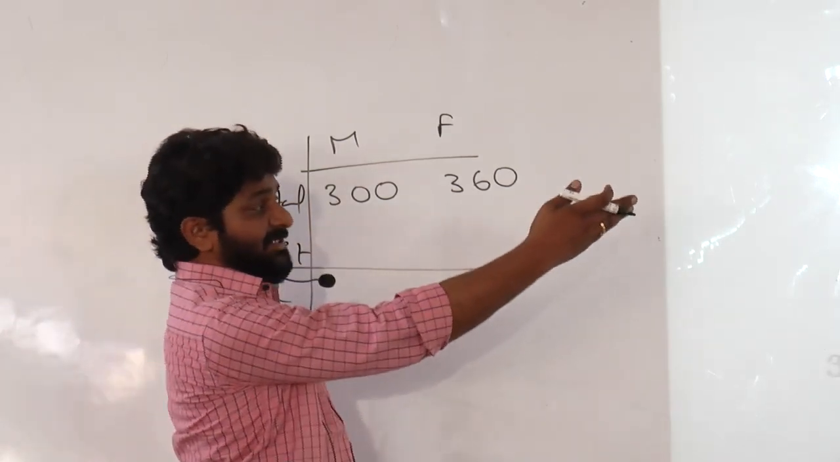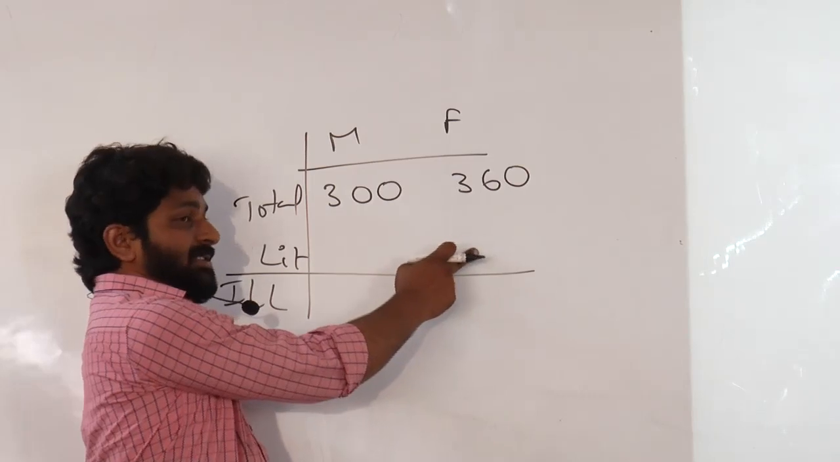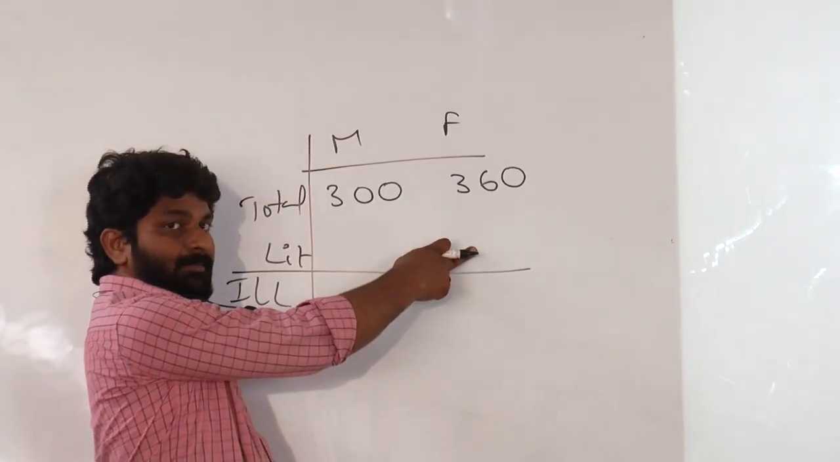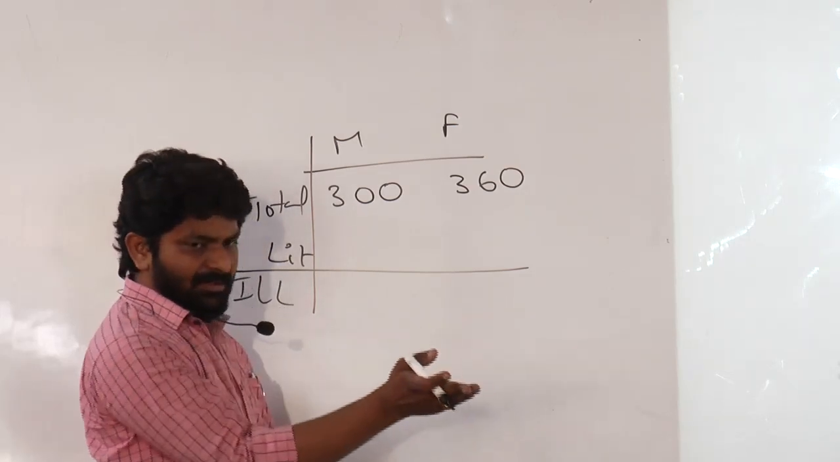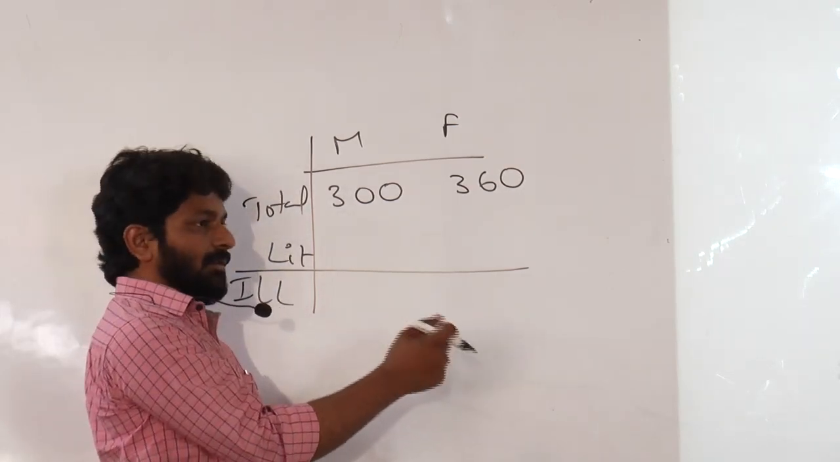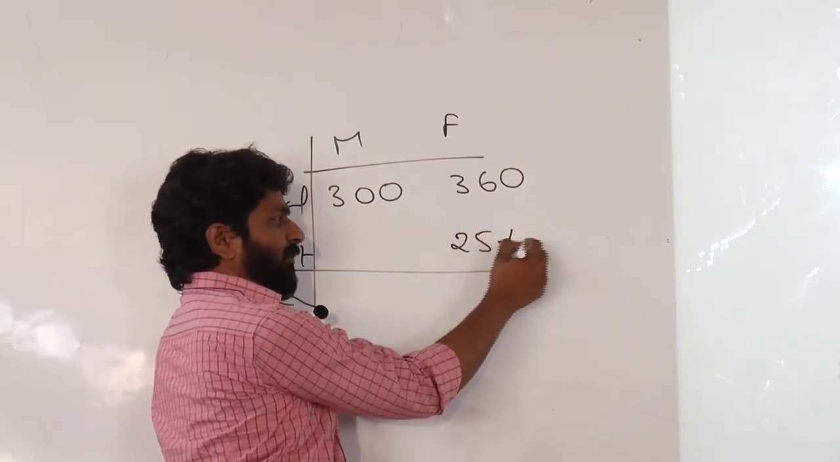Out of literates, 70% of 66, they said 55% are female, right? Just now I think we have calculated. 25.41.